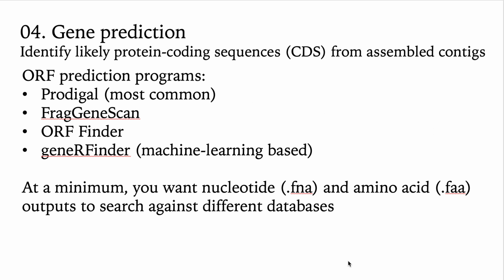Prodigal is the most common ORF prediction program, and it's very, very good. But there are newer or slightly different programs coming out, including a machine learning based program that I don't have any experience with, but would be interested to try. And you want to think about the outputs that you're going to be working with, and what you want those to look like. At a minimum, you do want your nucleotide and amino acid outputs so that you can do both nucleotide and protein based searches in your annotation process.